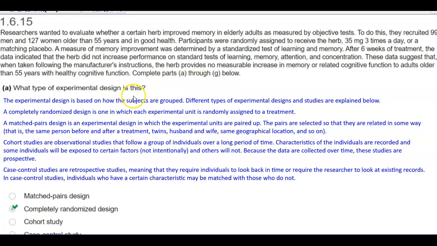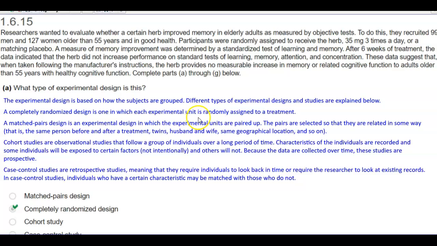So what type of experimental design is this? Well, the experimental design is based on how the subjects are grouped. Different types of experimental designs and studies are explained below. A completely randomized design is one in which each experimental unit is randomly assigned to a treatment. A matched pairs design is an experimental design in which the experimental units are paired up. The pairs are selected so that they are related in some way. That is, the same person before and after treatment, twins, husband and wife, same geographical location, and so on.